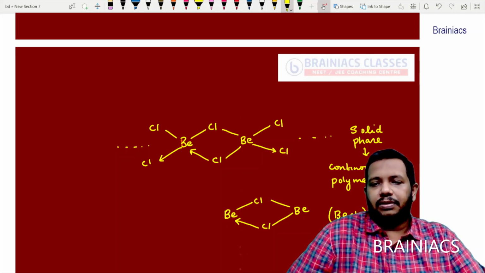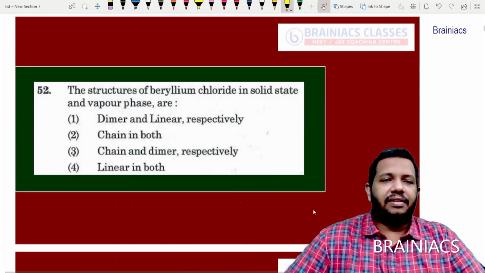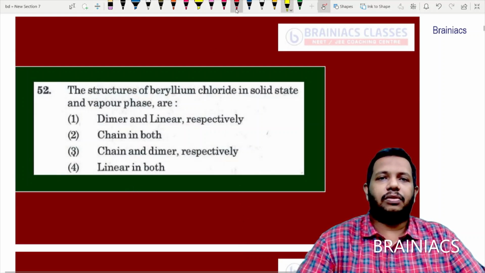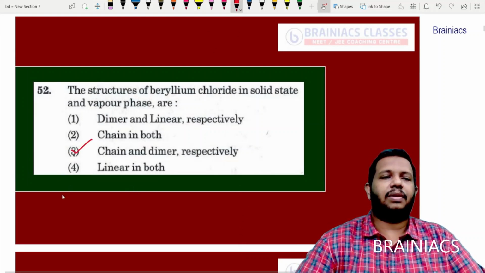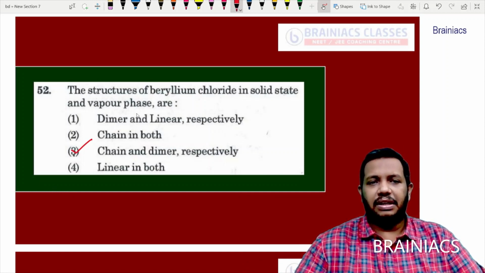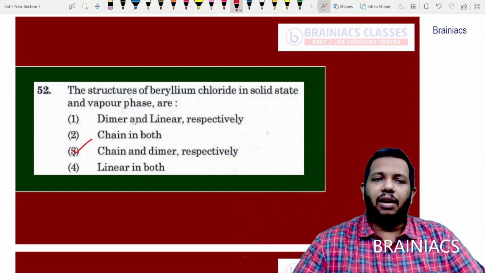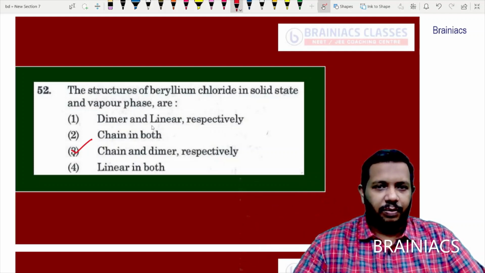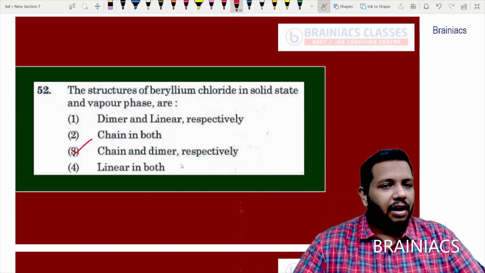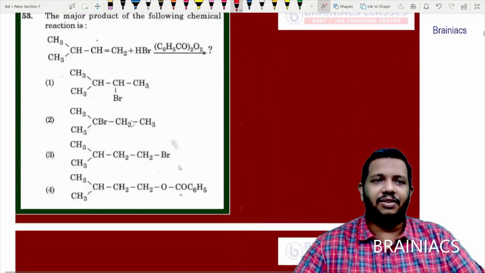Very, very important. So let's choose the answer. We know polymeric chain and dimer, so option C looks like the perfect answer for this one. This is present in our Brainiacs material as well. In our theory lectures, we have explained very clearly how beryllium chloride exists in the solid state and vapor phase. I hope all the Brainiacs repeaters and long-term students have attended this perfectly. Let's go to the next question.